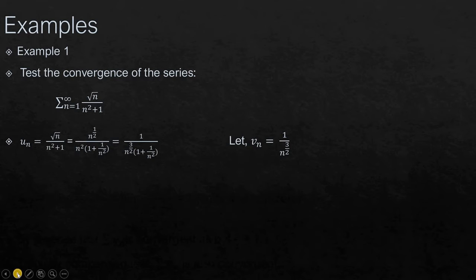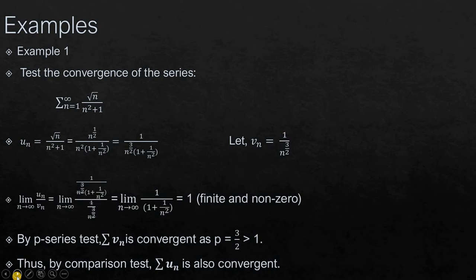Here is the solution. As we discussed earlier, we will take the highest powers of n common and cancel them out from the numerator and denominator, and hence we will get the value of Vn equal to 1 over n raised to power 3 by 2. Plugging this value in the limit as n tends to infinity of Un upon Vn, we will get the value of the limit equal to 1, which is finite and non-zero.